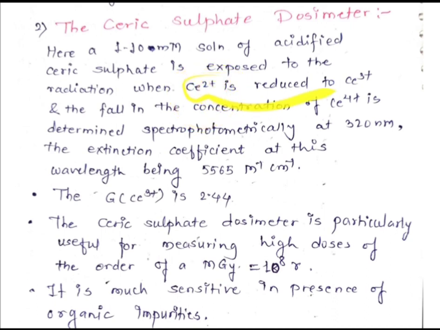So cerium 4+ is reduced to cerium 3+, and the fall in the concentration of cerium 4+ is determined spectrophotometrically at 320 nanometer. Keep in mind, this is cerium 4+ that is reduced to cerium 3+. And when the cerium 4+ is reduced to cerium 3+, the concentration will be decreasing. So the fall in the concentration of cerium 4+ will be measured on the spectrophotometer, and the wavelength should be kept at 320 nanometer.